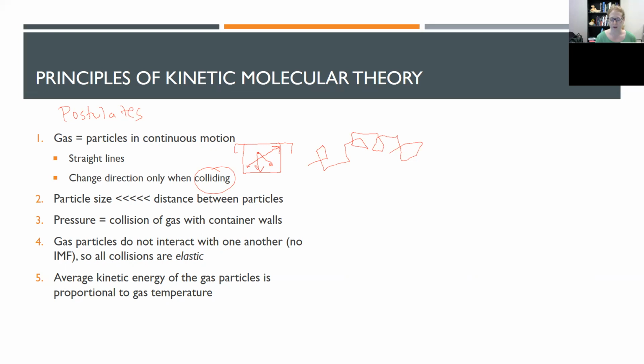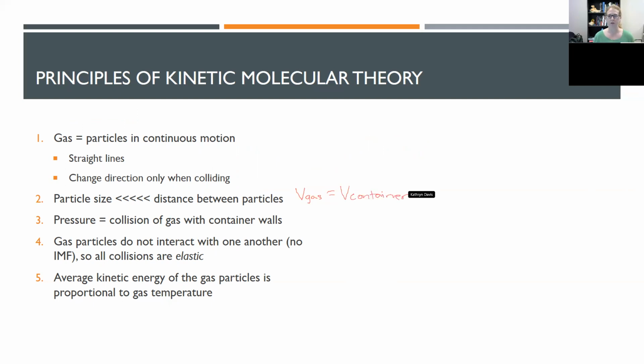The other thing that we think of is that in a gas, particles are super far apart. And so they're tiny compared to the distance between them. What that does for us in kinetic molecular theory is that it lets us say that the volume of the gas is equal to the volume of the container. That turns out to be a big deal. And that's only because the particles are tiny and there are huge spaces between them. Another thing that kinetic molecular theory says is that pressure comes from all those gas particles hitting the walls of the container and exerting force.